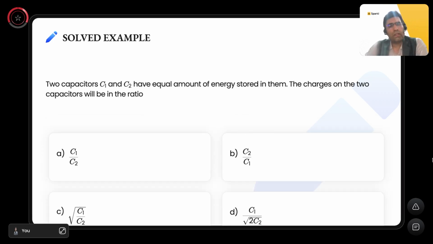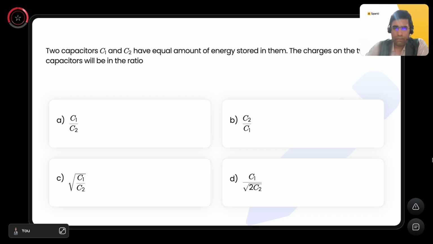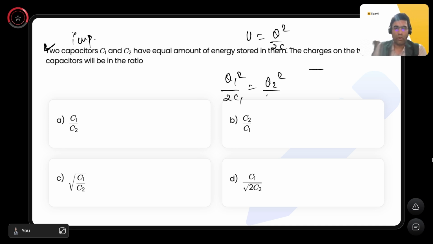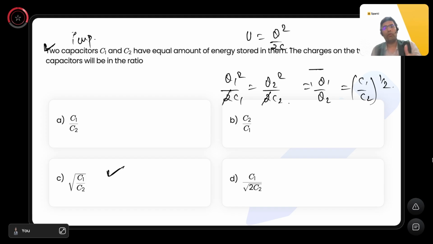If two capacitors C1 and C2 have equal amount of energy stored in them, the charges on the two capacitors will be in the ratio... Such questions are very common. It is a very important question. So energy stored in them is same. Then the charges. Since charge and energy relation is asked, which formula will we use? We will use Q square upon 2C. So Q1 square upon 2C1 will be equal to Q2 square upon 2C2 because the energy stored is equal. So Q1 by Q2 will become C1 by C2 to the power 1 by 2. So this will be my answer. Simple question, but you have to remember the formula.